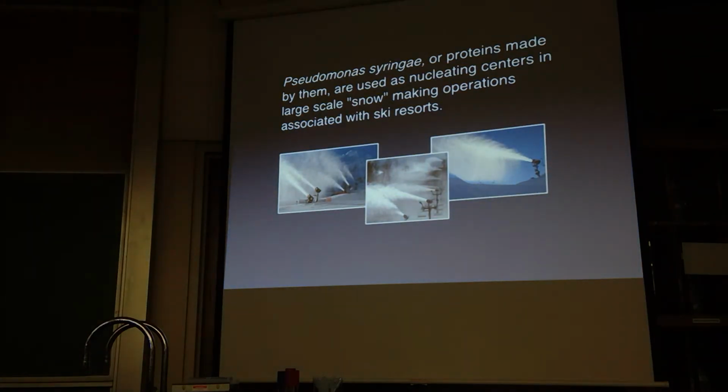Another type of Pseudomonas is Pseudomonas syringae. Now these are recognized as being plant pathogens, but for some reason they produce a protein that is used as a nucleating protein for snowmaking operations. So where snow is being produced, you have to have something to get the ice crystals to form around. So they put the protein from Pseudomonas syringae into these snowmaking machines and produce quantities of snow.